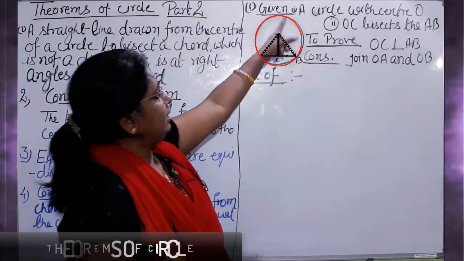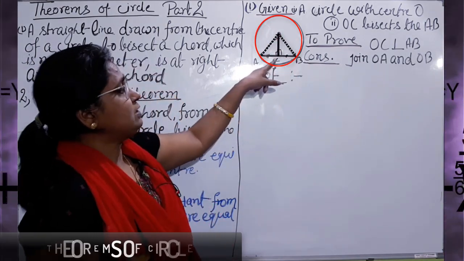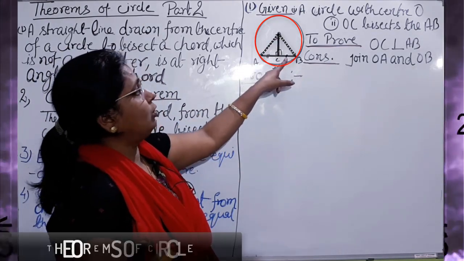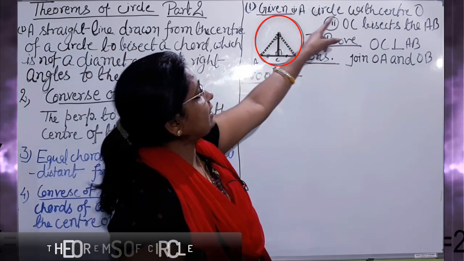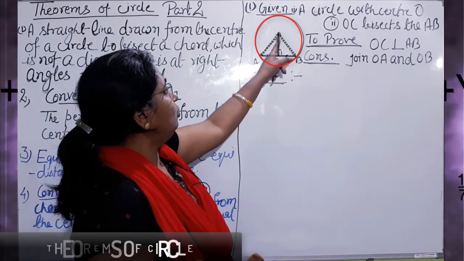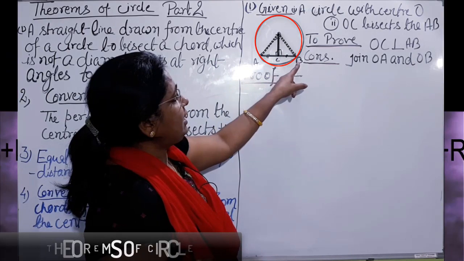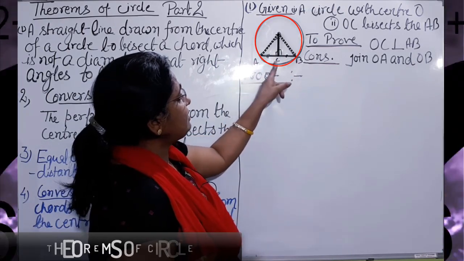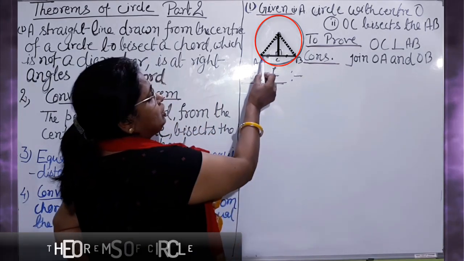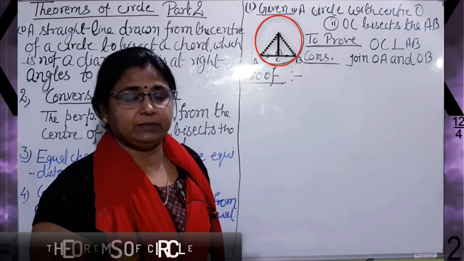In this circle I have drawn AB as a chord. OC is a line drawn from the center which bisects the chord. That means, given a circle with center O, a complete circle with center O. Second, given OC bisects AB, that means AC is equal to CB. Construction: join AO and OB.